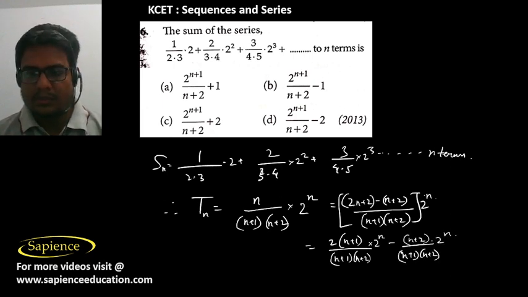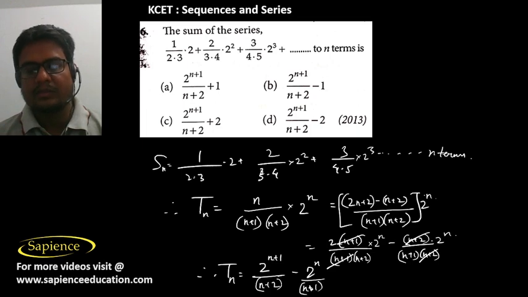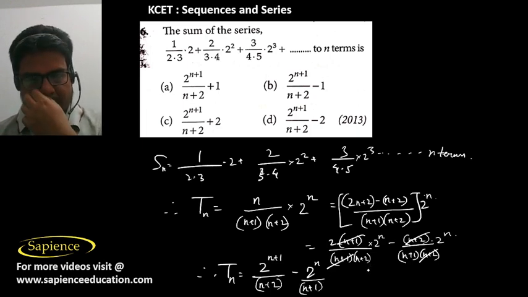Okay, so this will get cancelled here and these two will get cancelled here. So therefore dn can be written as 2 power (n plus 1) by (n plus 2) minus 2 power n by (n plus 1). Have you understood? Okay.